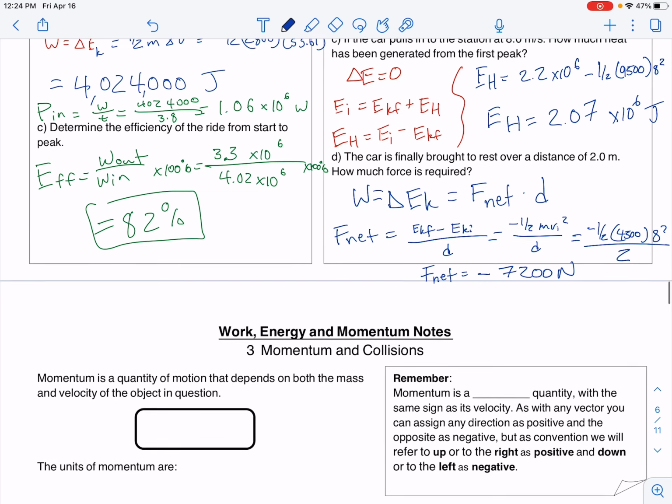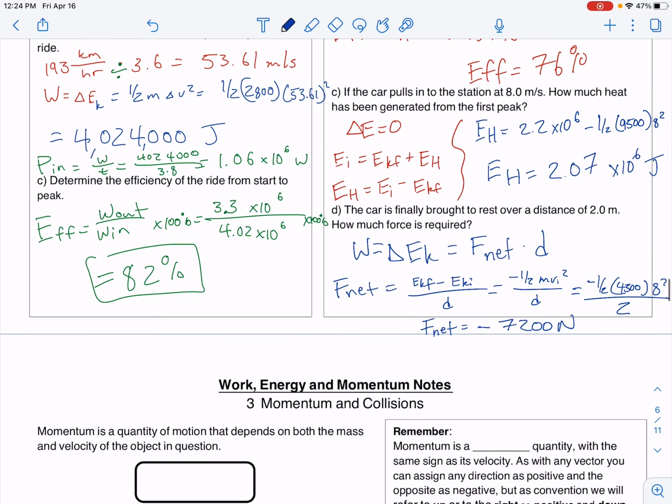The next lesson is going to get into momentum and collisions, and that's all going to be new.